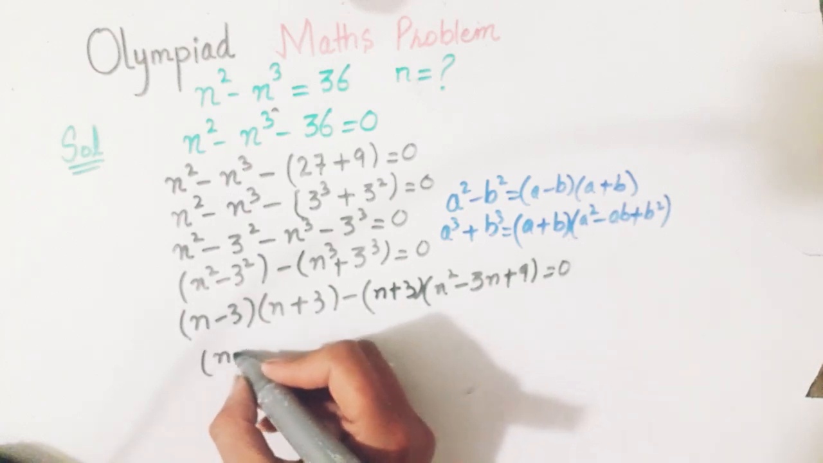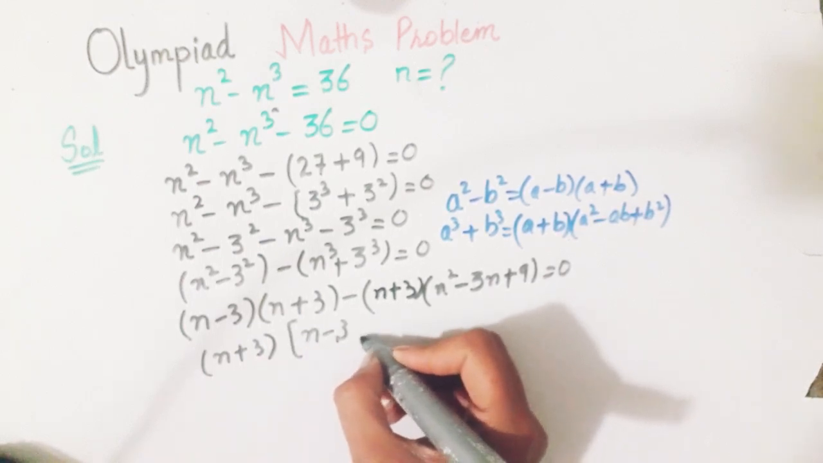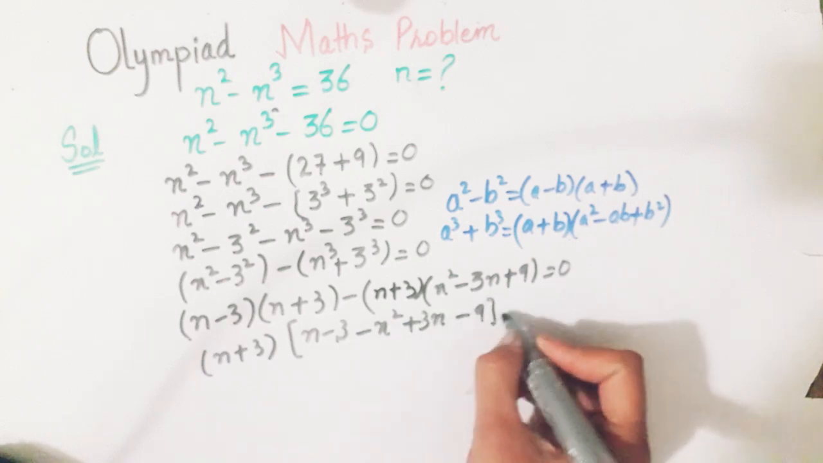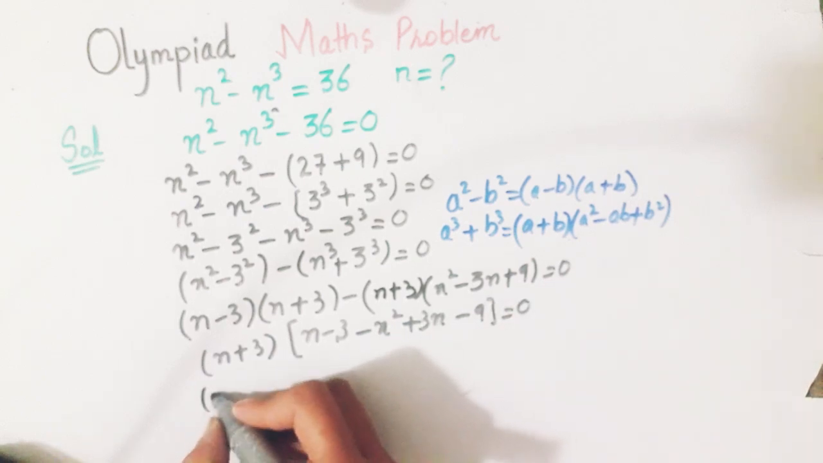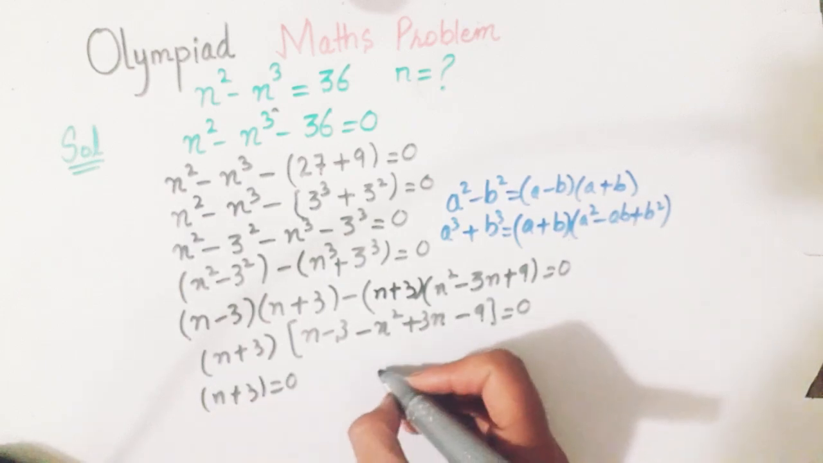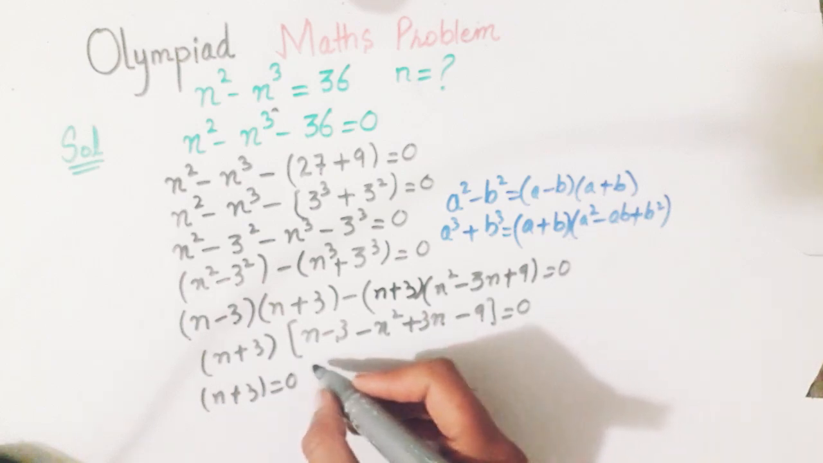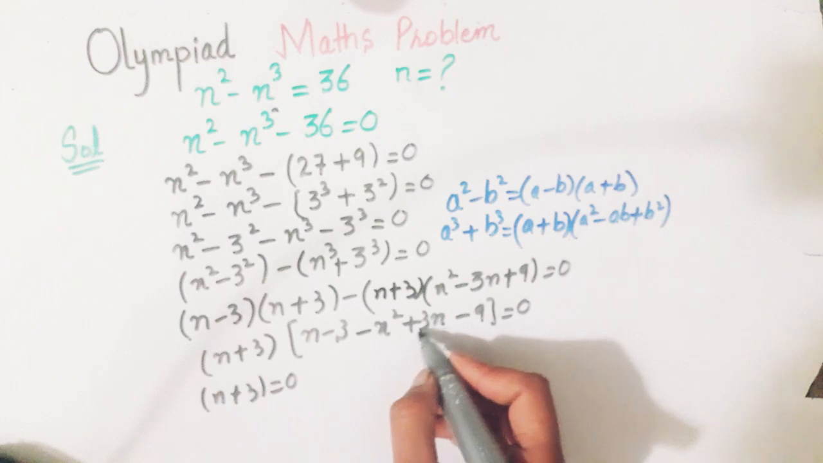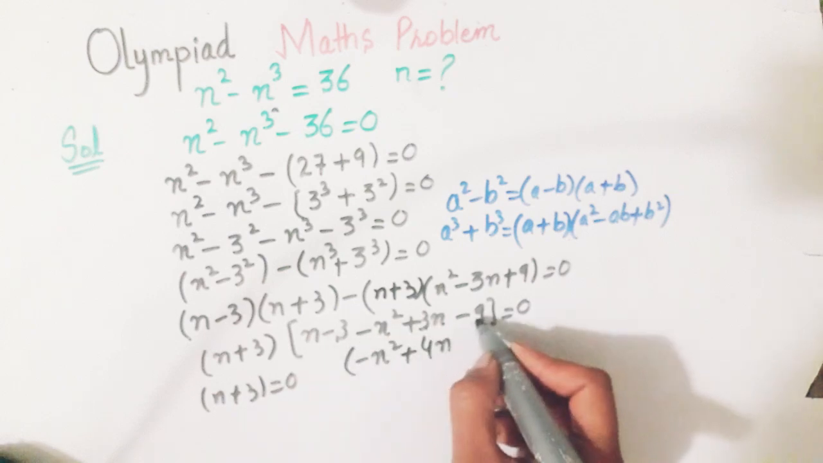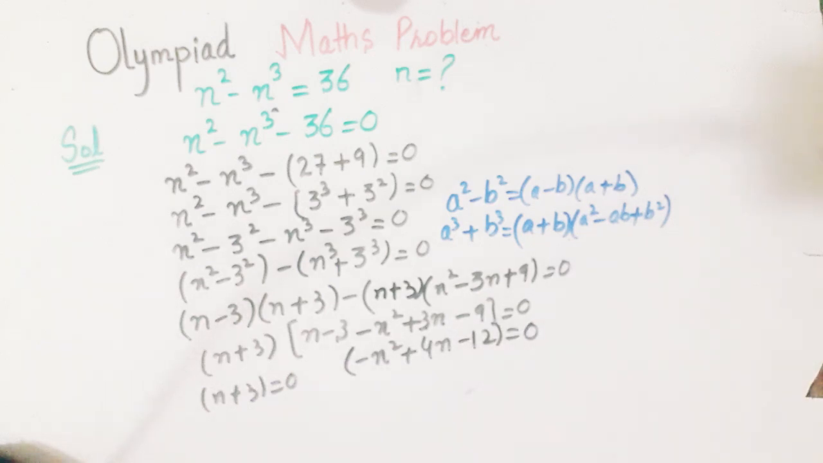Now take n plus 3 as common. Remaining is n minus 3, then minus n square plus 3n minus 9 equals 0. So n plus 3 equals 0. This is the first factor, and the other one will be, when we solve this, minus n square, 3n plus n is 4n, and minus 9 minus 3 is minus 12 equals 0. This is for the other one.